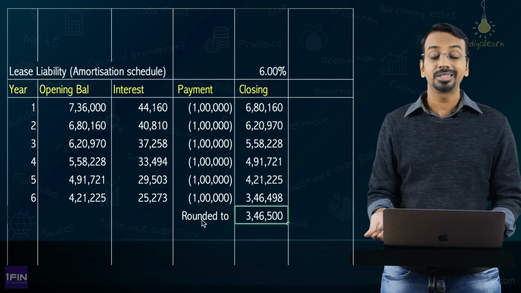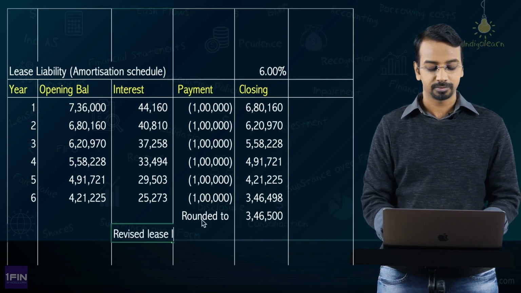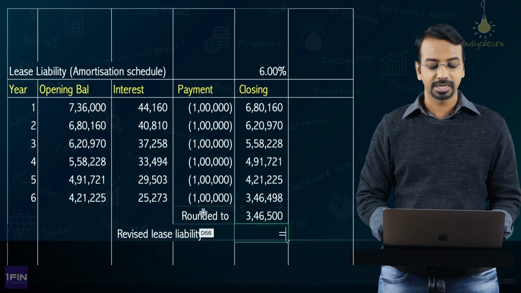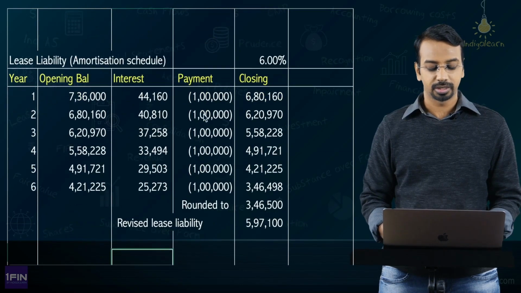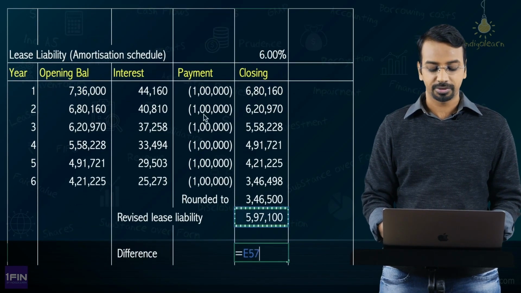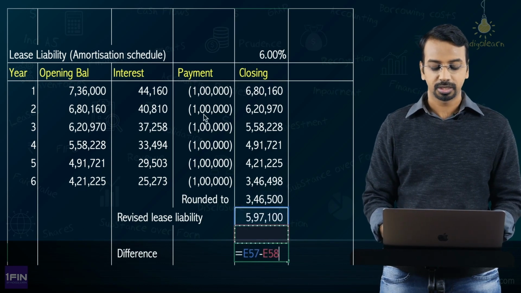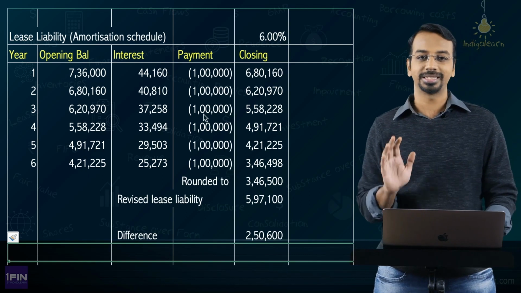Okay. Now, considering this lease liability, you will compare the revised lease liability. How much was the revised lease liability? We have done it here. Revised lease liability is 597,100. So, what is the difference? Difference is 597,100 minus 346,500. This will be added to right of use asset and this will be added to the lease liability.